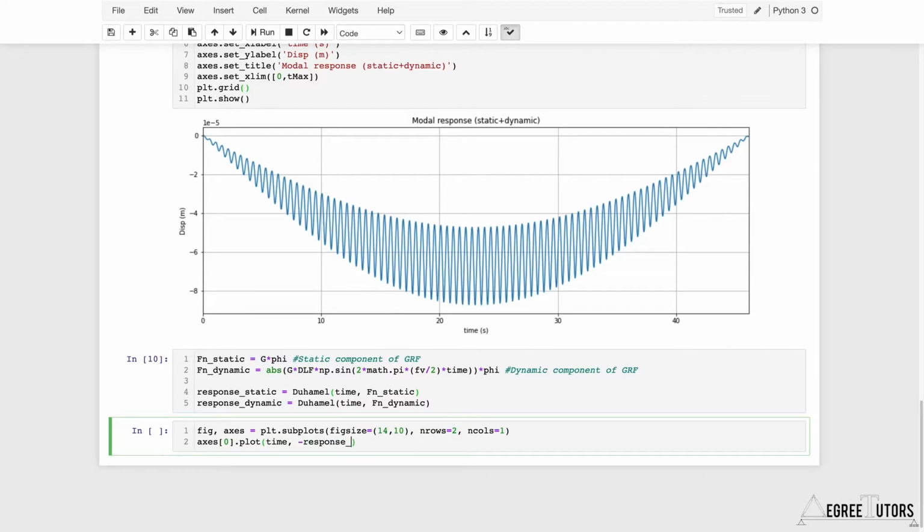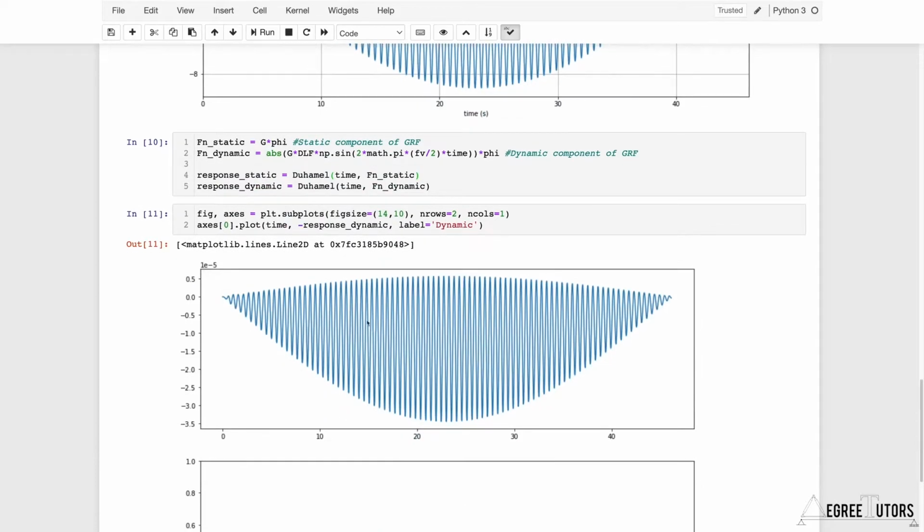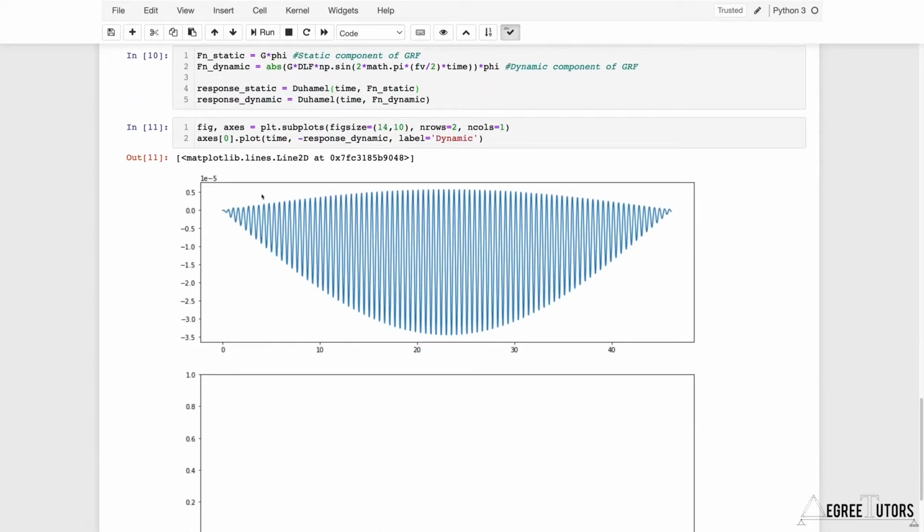But we want the dynamic response, right? So that's going to be dynamic. And let's also give it a label, the label can be dynamic. Okay, so let's just see what we get. So we've got a bit of tidying up to do, but that's just the dynamic component of the response.